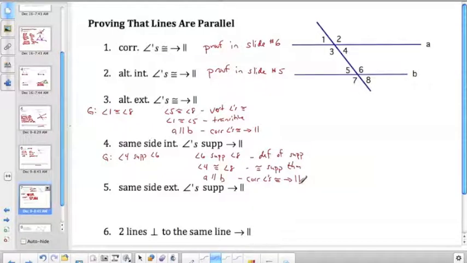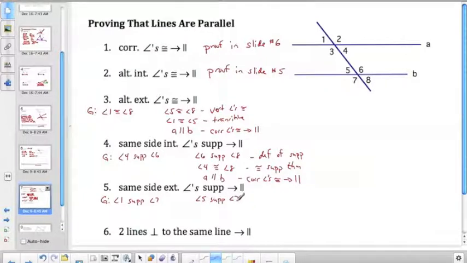And similarly, we can do the same for same side exterior angles. So let's choose 1 and 7. So if angle 1 is supplementary to angle 7, we're going to try to prove that A has to be parallel to B. Well, 1 is supplementary to 7. We know that angle 5 is supplementary to 7.